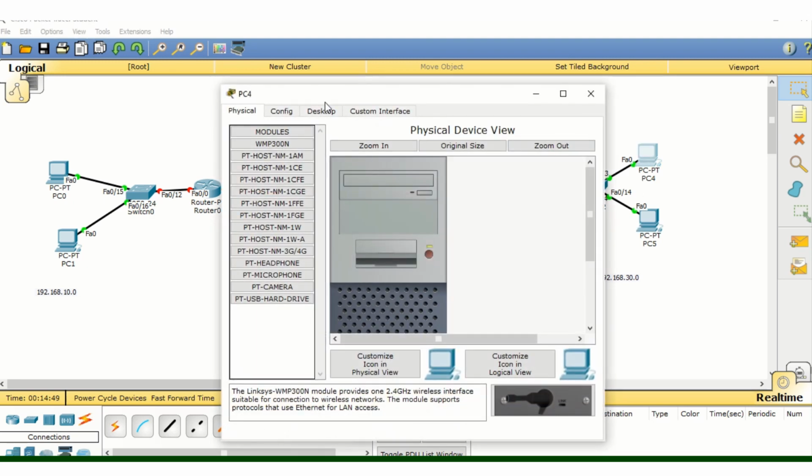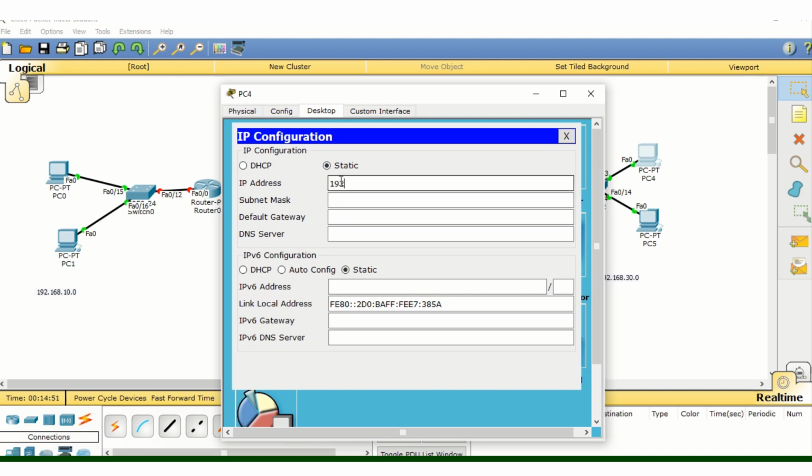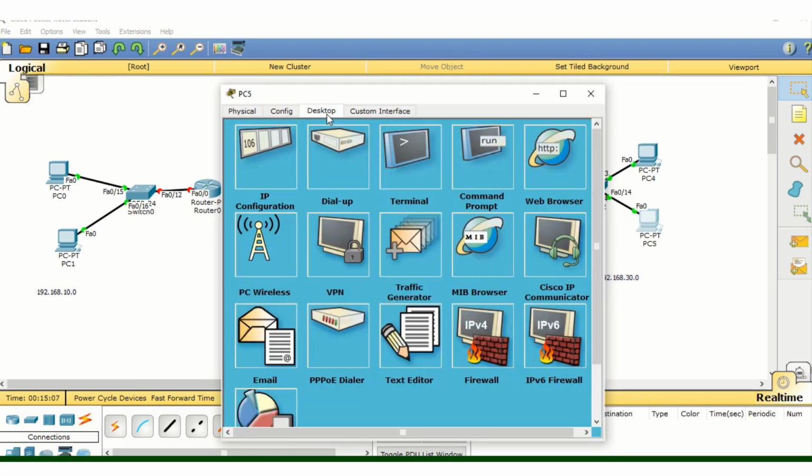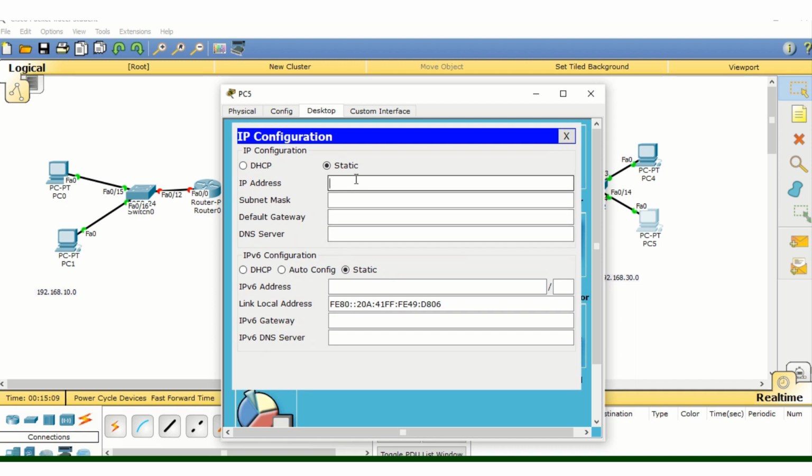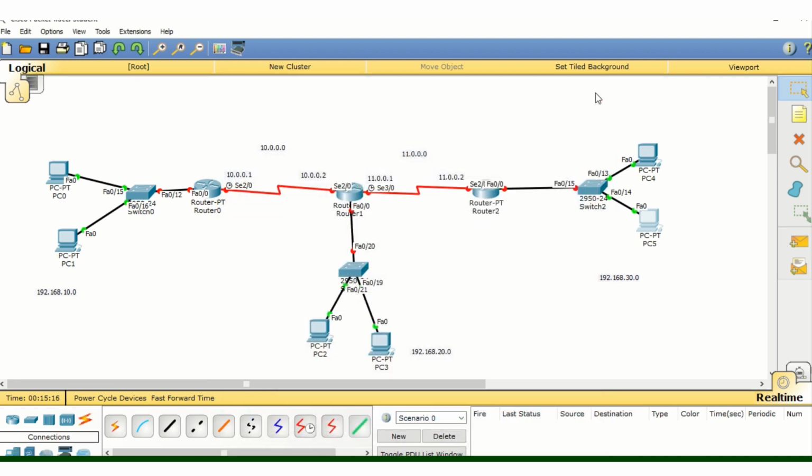Now the last one, 192.168.30.2. Copy the gateway address because all the terminal devices of this subnet will have the same gateway address. 1 has been used, 2 has been used, I'll use 3 here, and the gateway address would be the same. Okay, now I've configured all the PCs here. Now it's time to configure the routers.